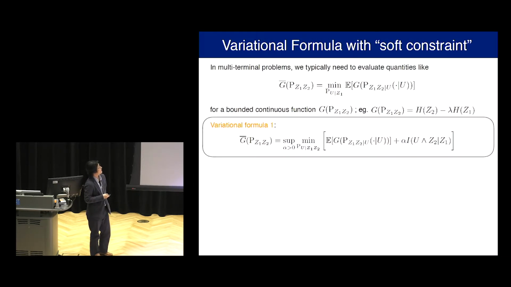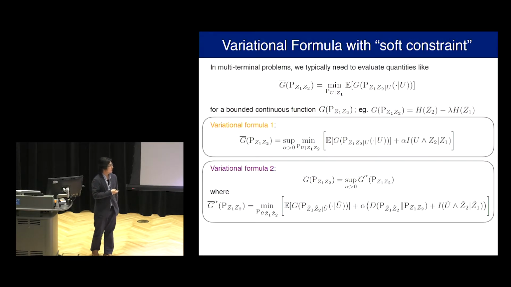One way to avoid such a difficulty is to add a penalty term describing the Markov chain constraint like this. The Markov chain can also be described by using conditional mutual information. So we add a penalty describing the Markov chain constraint. Then we can take the minimization over any test channel without any constraint. Then by taking the limit of the penalty, we can recover the original formula.